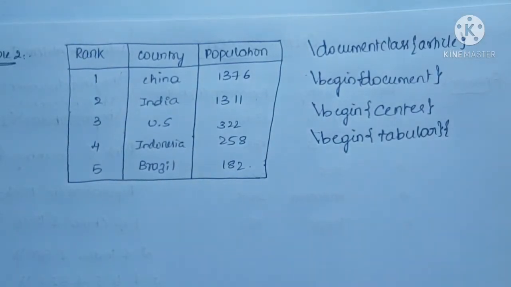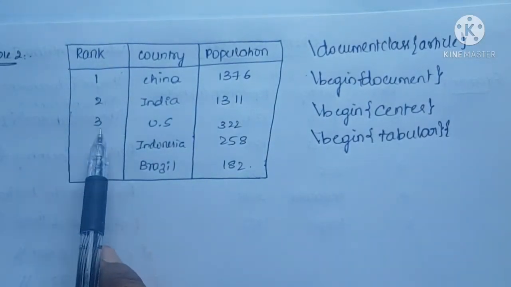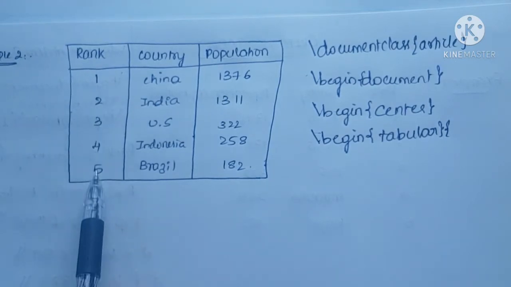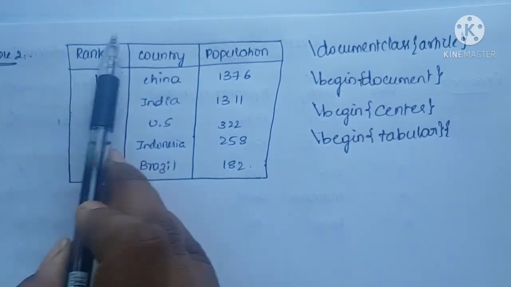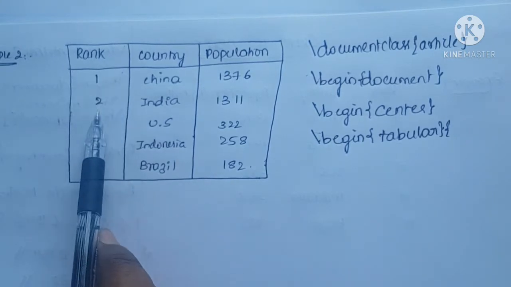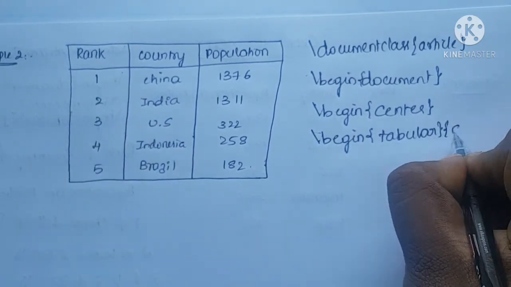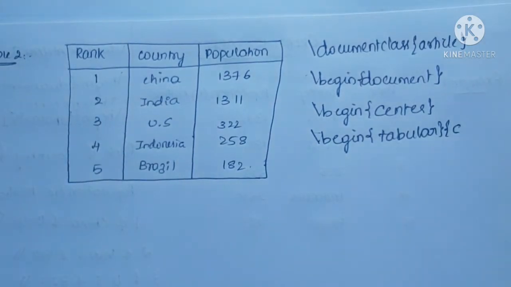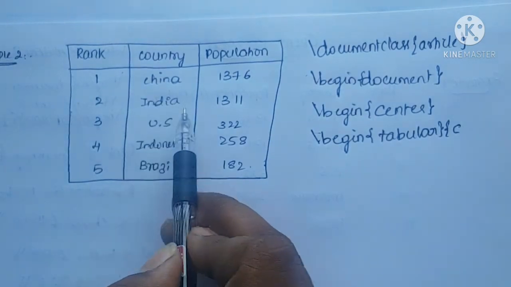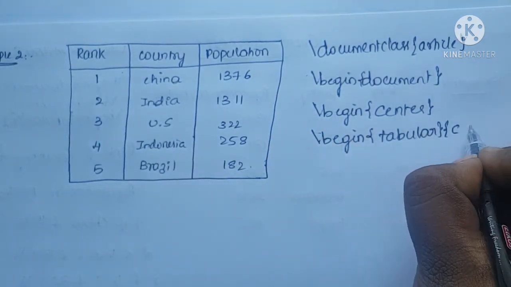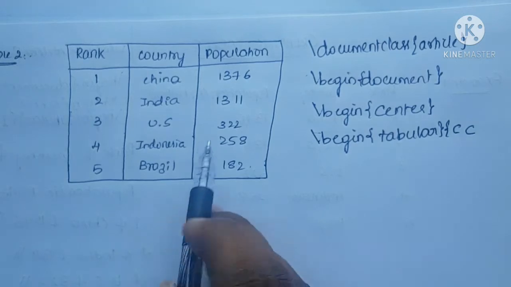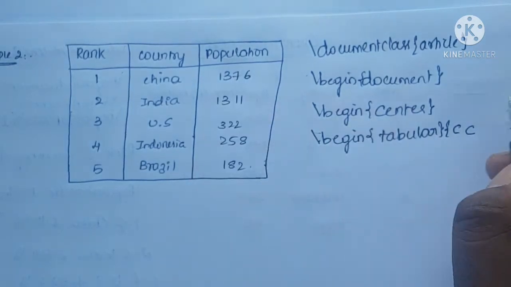And within brackets, if you observe 1, 2, 3, 4, 5 are all aligned at center. In this column, it is aligned at center. So the command is C. Got it? Next, if you observe China, India, US are also aligned at center. So C. Next, these numbers are also aligned at center.